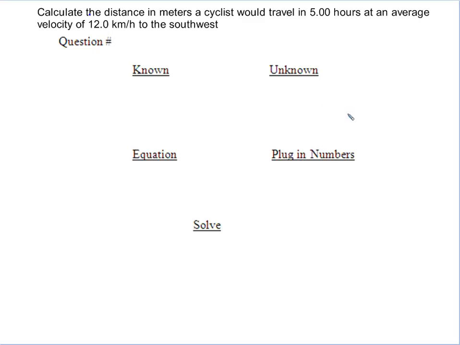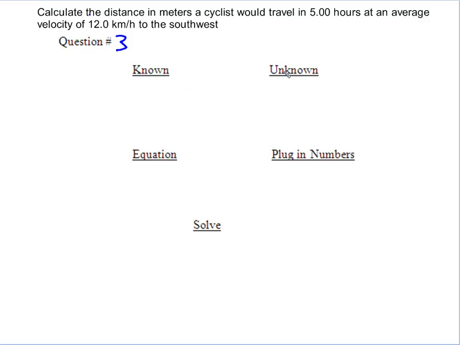This next question is question number 3 under the velocity section. And the question reads, calculate the distance in meters a cyclist would travel in 5.00 hours at an average velocity of 12.0 kilometers per hour to the southwest.